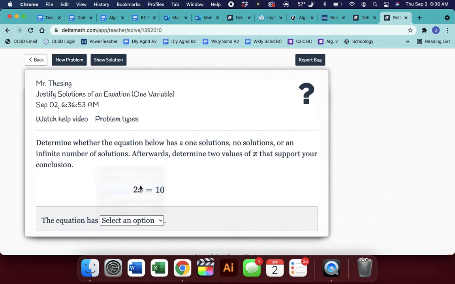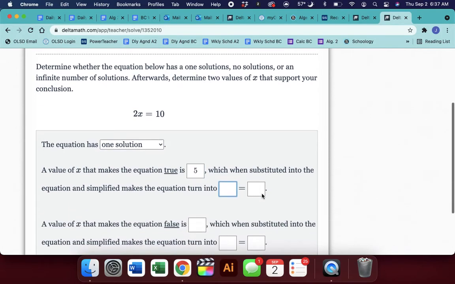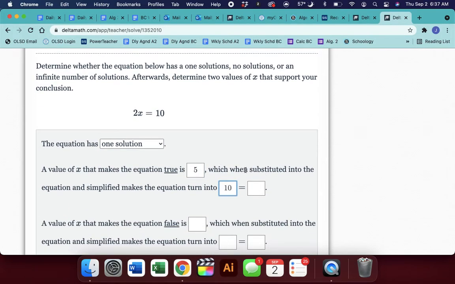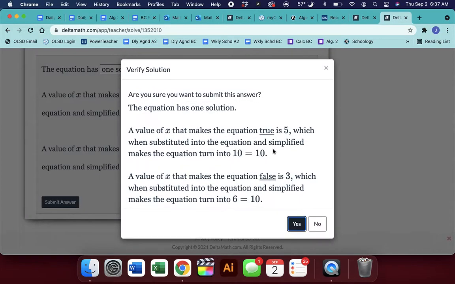Same thing here. If we divide by 2, we would get x is equal to 5. So when we say x is 5, we get 2 times 5 is 10, and that's obviously equal to 10. And a value for x that makes this false, how about 3? So if I plug in 3 where the x is, 2 times 3 is 6. Is that actually equal to 10? No, it's not.